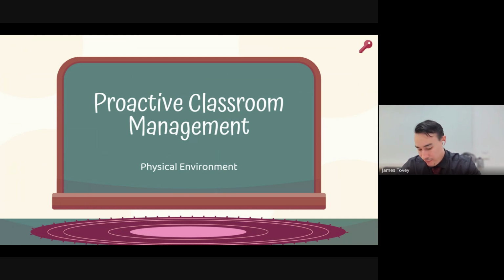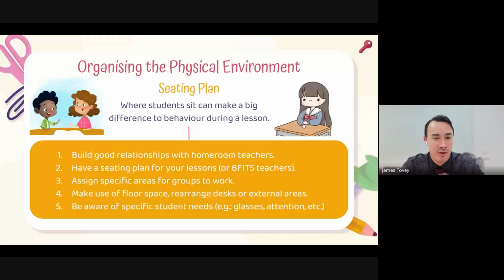Now, we'll talk about the physical environment, and then actually the last one before frequent amounts of questions and then Q&A. So, organising the physical environment, we've got the seating plan. Now, I know you don't necessarily have control over where the students sit, because a lot of the homeroom teachers do some of this, but there are ways around that. And the seating plan, as you'll know, can make a huge difference on how students behave during a class.